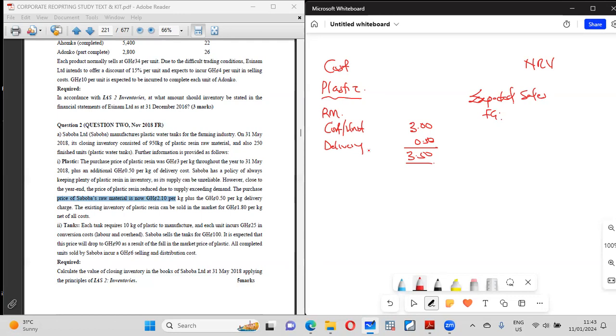Now, the expected sales for the finished goods, we are told that the selling price net of all the cost is going to be how much? 1.80. So that is what we have there. We also have something about the raw materials that you have in there. All right. So how will we go about it?